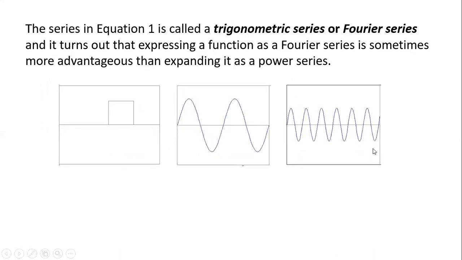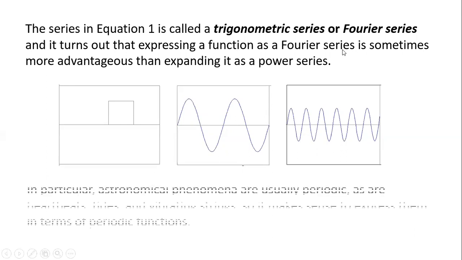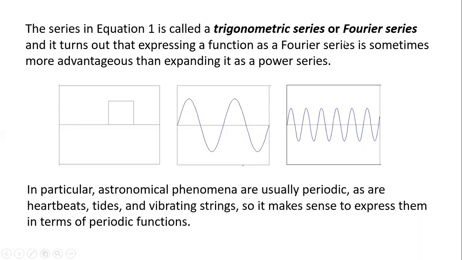So the series generated in equation 1 from the previous slide is considered a trigonometric series or the Fourier series. And it turns out that expressing a function as a Fourier series is sometimes more advantageous than expanding it as a power series. In particular, astronomical phenomena are usually periodic, as in heartbeats, tides, vibrating strings. So it makes sense to express them in terms of periodic functions, like the behavior of sine and cosine functions.